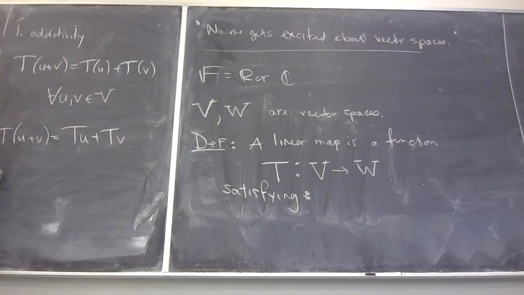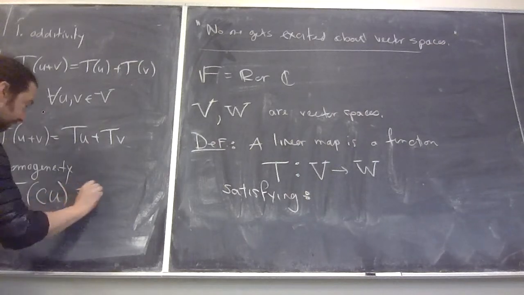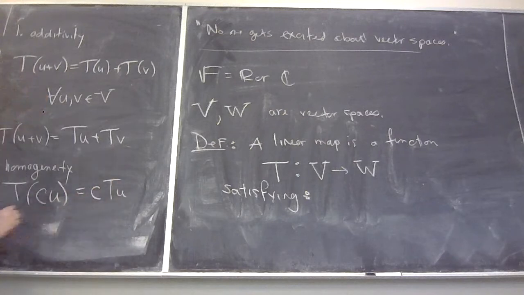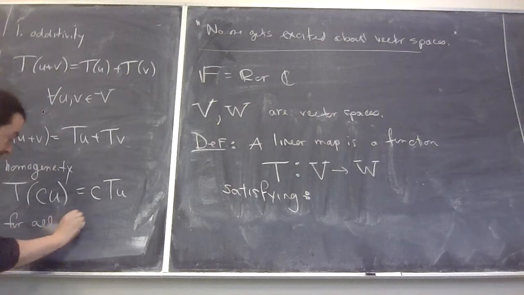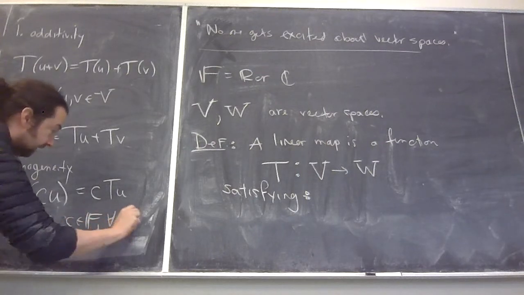And two, a property called homogeneity, which means that if you have T and you apply it to some scalar times a vector u, so c is some scalar now, that scalars pull out. T of cu is c times Tu for all c in your field, every scalar, and for all vectors in your vector space.